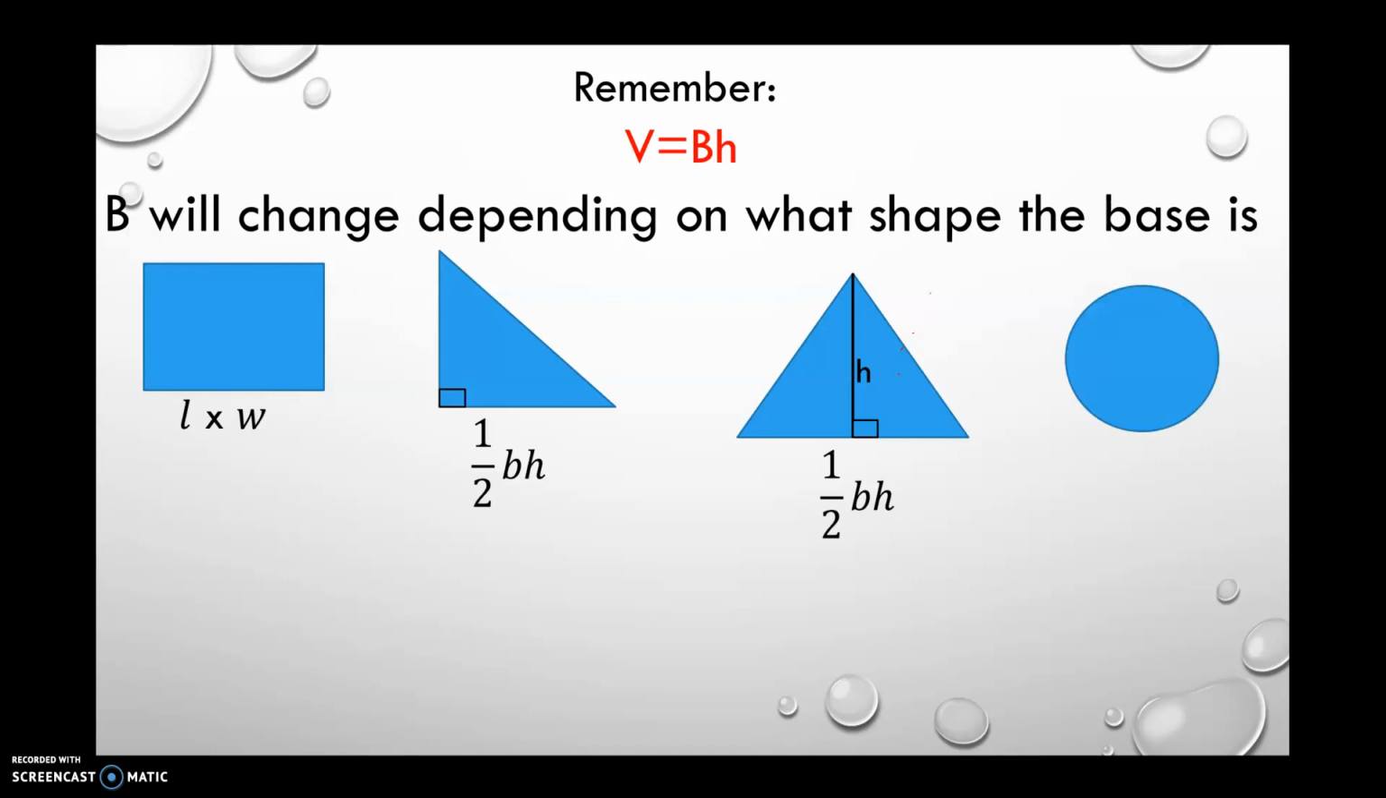Or if you have a circle, which would be for a cylinder. But if you had a circle, you would find the area of that guy to be pi r squared. So those ones are the ones that we know. Now adding on to ones that we don't know.